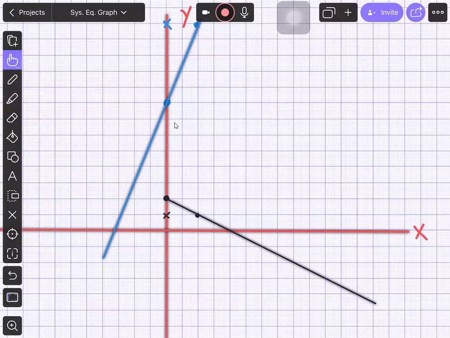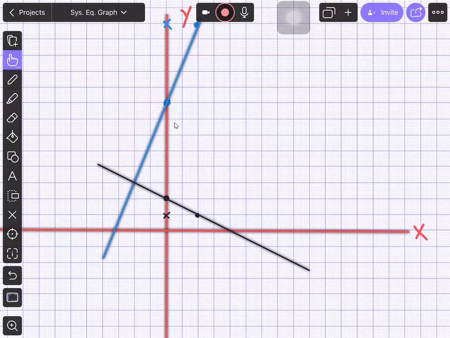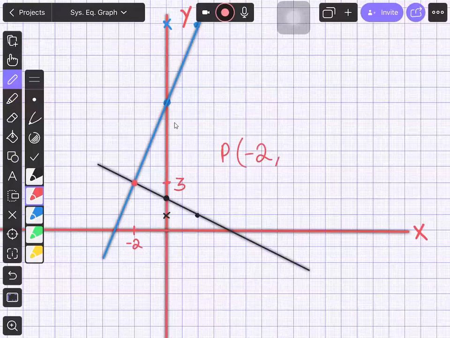So now we can trace the black line. There it is. So now we have the intersection. Right. And the point where they intersect, that is this one here, will be our solution, which is found if we do the counting 2 units to the left and 3 units upwards. So the solution for this system of equations will be -2, 3.